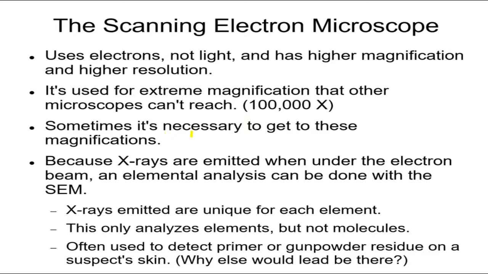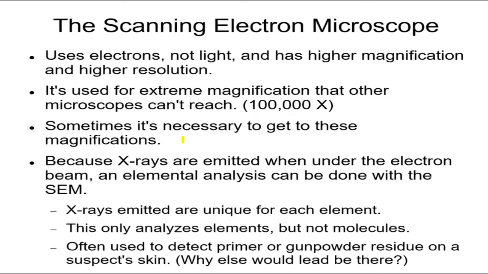Sometimes in forensics it's necessary. I mean, if you're in biology, you want to look at organelles. It's very important, but even for forensics, it's sometimes necessary to get these magnifications. Let's say tiny microscopic, really small things that you can use to prove that they're the same material or they came from the same source.